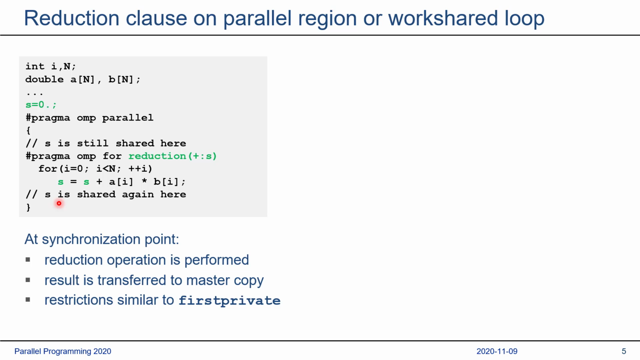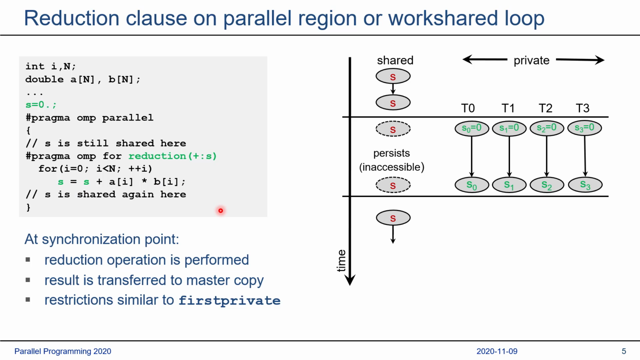So at the synchronization point, which is in this case at the end of the for loop, the reduction operation is performed automatically. I don't have to do this myself. The result is transferred to the master copy. Essentially, it's also the case that the master copy is added to the result that has been computed within the loop. And there's some restrictions which are basically the same as in firstprivate.